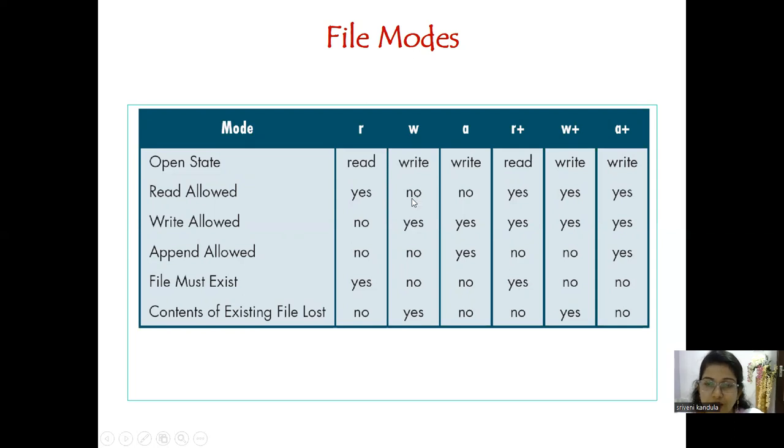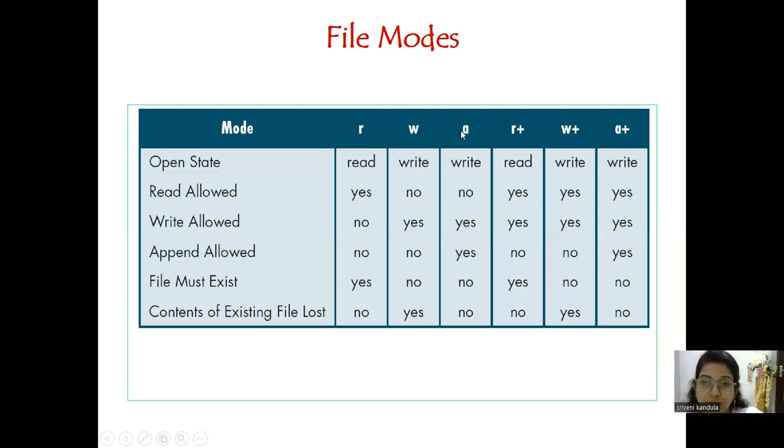Whereas if you are opening a file in write mode, okay, so the file will be in write state, reading is not allowed, only writing is allowed, appending is not allowed. And here the file need not exist already. If it is existing, fine, no problem, it will be opened for writing. If it is not existing already, then a new file with this name will be created and it will be opened in write mode. And if the file is already existing, the contents will be lost for sure. Okay, so freshly it will be opened for writing.